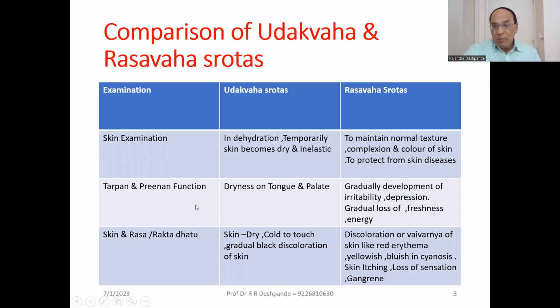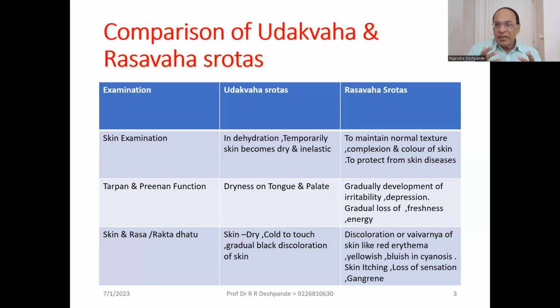For example, when we talk about skin, in dehydration, Udakavaha Srotas is affected because there will definitely be dehydration, and that will be interpreted temporarily on the skin, because skin becomes dry and inelastic. Elasticity is totally lost. But when we talk about skin and the Rasavaha Srotas, naturally there is a long-term benefit to the skin by the Rasadhatu.